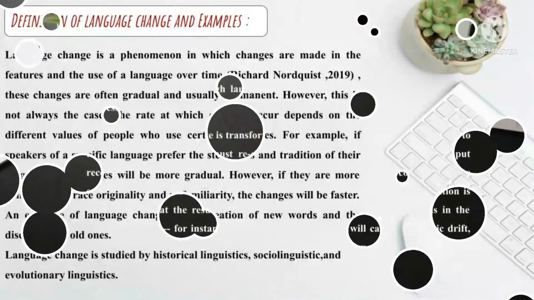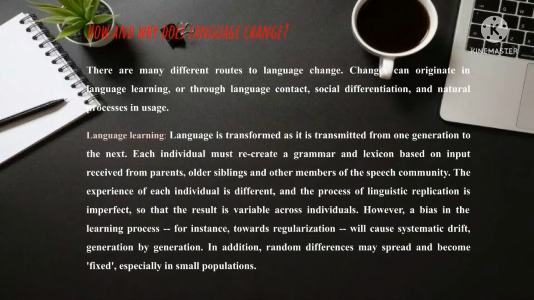Now let us discover how and why does language change? There are many different routes to language change. Changes can originate in language learning or through language contact, social differentiation, and the natural processes in usage. Let's start with language learning. Language is transformed as it is transmitted from one generation to the next.